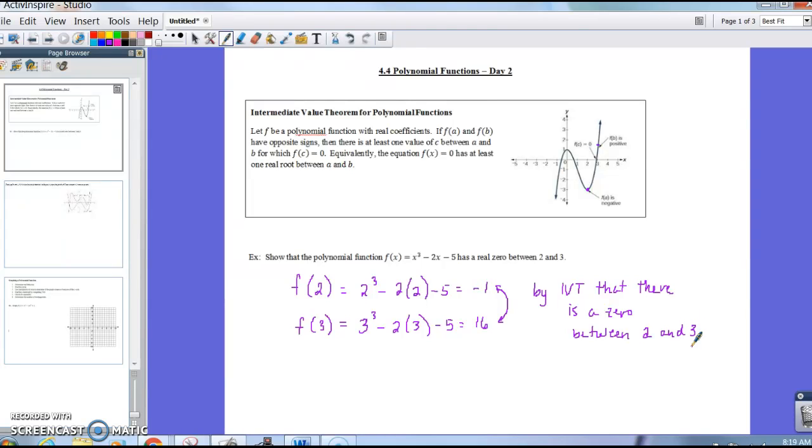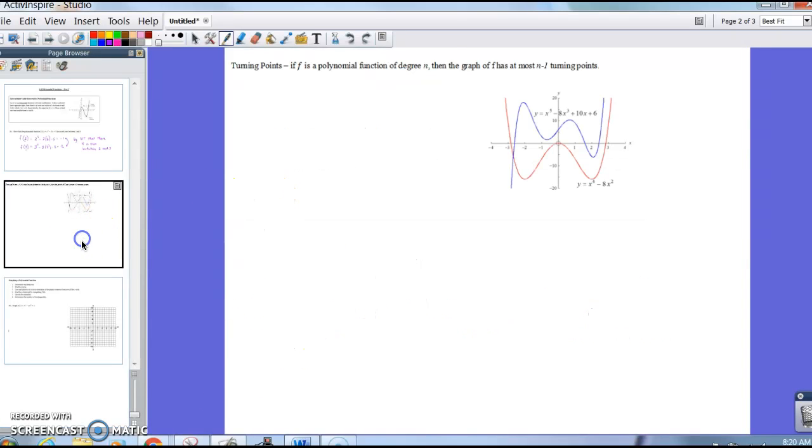Okay, that's all it says. It doesn't tell you what the 0 is. It just tells you that there exists a 0 between these two values, between 2 and 3. Okay, that's all that the IVT tells you. So that could be valuable when you're doing different kinds of graphs and looking at different things. It is something that I just feel is important to share with you, so I wanted to show that to you. Okay, another important thing to note is the whole idea of turning points.